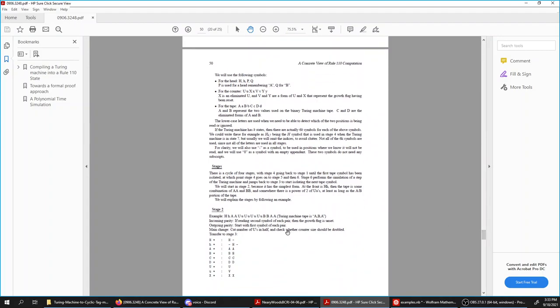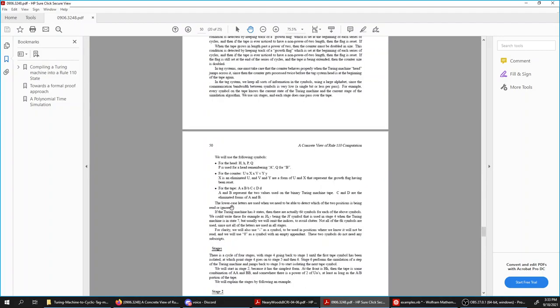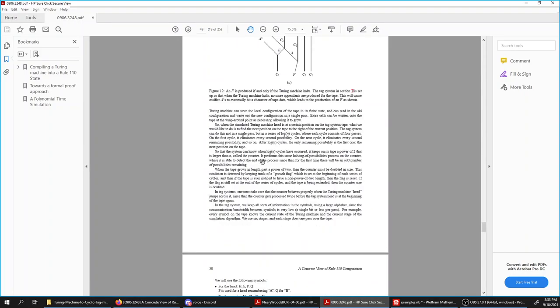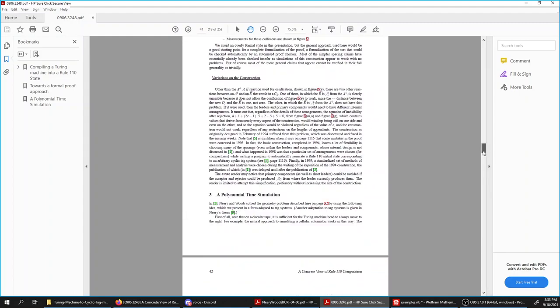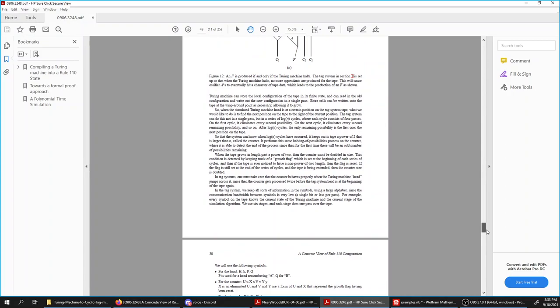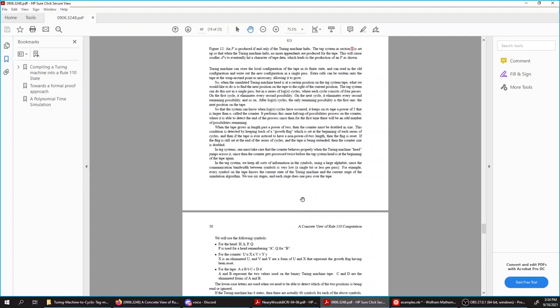How they show it happening is it goes through these... where do they describe it? Because they describe it a lot better than I can. Okay. So it says, in the tag system, we keep all the information in the symbols using a large alphabet, since the communication bandwidth of the symbols is very low. For example, every symbol on the tape knows the current state of the Turing machine and the current stage of the simulation algorithm. We use 6 stages, and each stage does 1 pass over the tape.